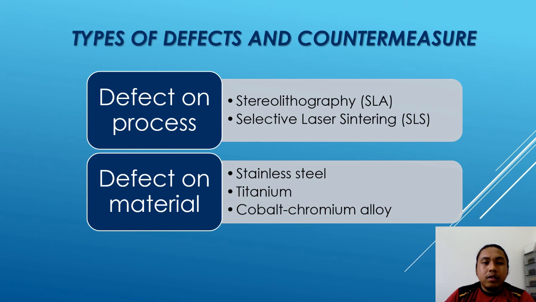The defect of using this process is that when using powder as its raw material, the finished component has a porous surface. These defects can be countered by sealing using post-processing methods such as cyanoacrylate and coating, or hot isostatic pressing.